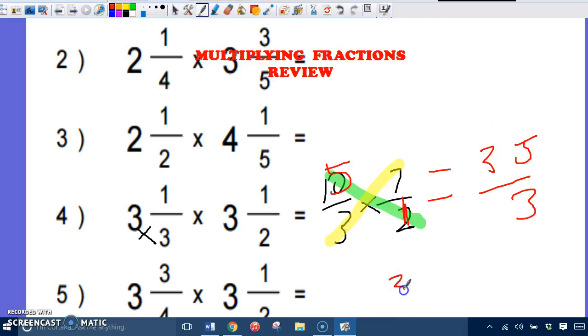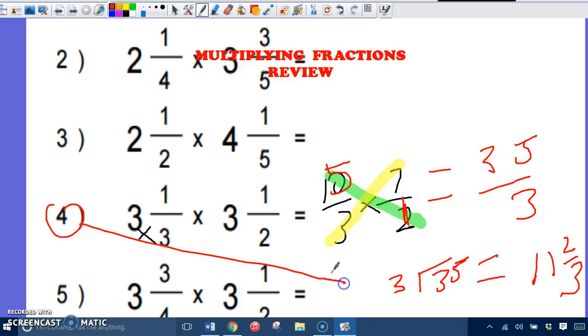Can't leave it top heavy. You know the deal. With a division, you do that, you're going to have 11 2/3 left over as your final answer to number 4.